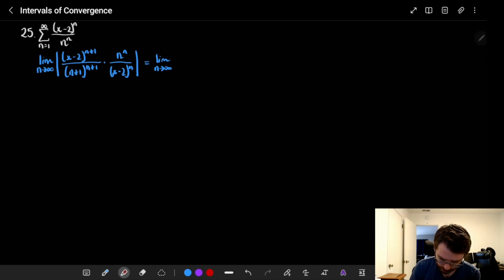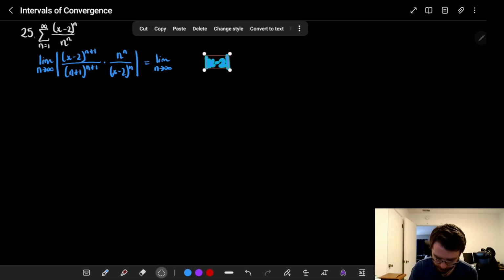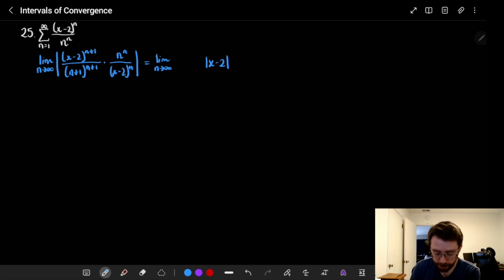So let's note that I have an x minus 2 to the n plus 1 and an x minus 2 to the n, so most of those cancel. I'll be left with 1 x minus 2, which I will need to keep in absolute value bars, because again, it might be positive or negative. And then the other pieces I'll just leave alone for now, n to the n over n plus 1 to the n plus 1. That looks like a hard limit to calculate.